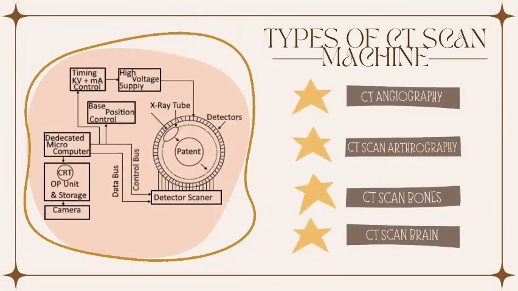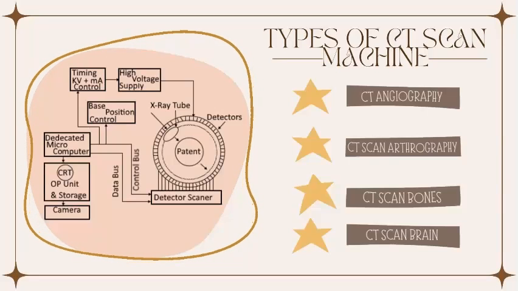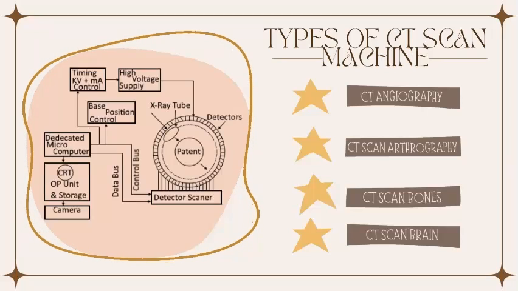Now, we're going to look into something that looks similar to the MRI machine but is completely different. It is the CT scan machine, and there are several types of it, which are CT angiography, CT arthrography, CT scan of bones, and CT scan of the brain.